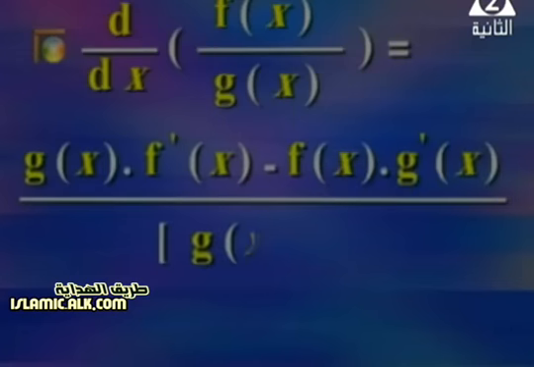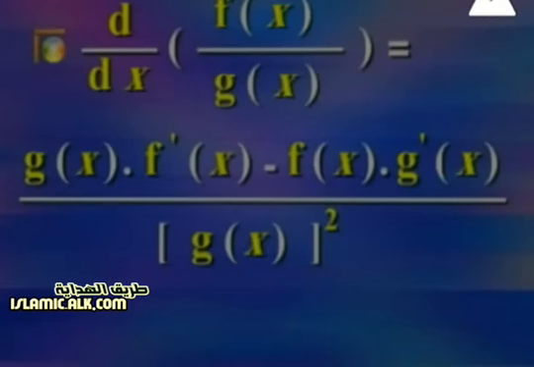After that, we translate to another rule. When we find the differentiation of the division of two functions, f of x over g of x. What do you mean f of x over g of x? Yes, a fraction function, f of x over g of x. The differentiation is, look at the denominator, equals g of x squared.